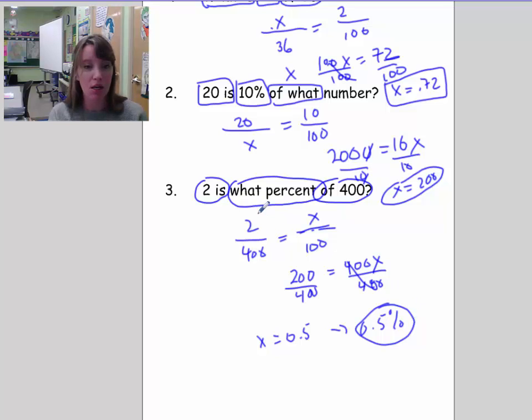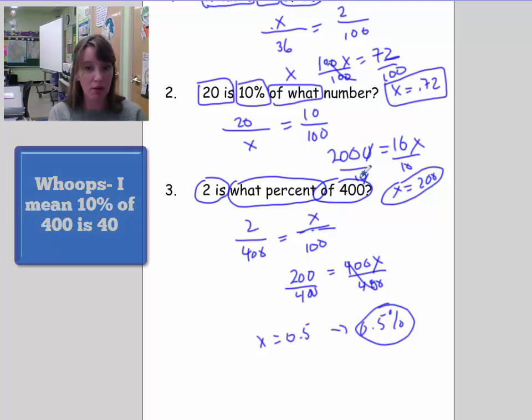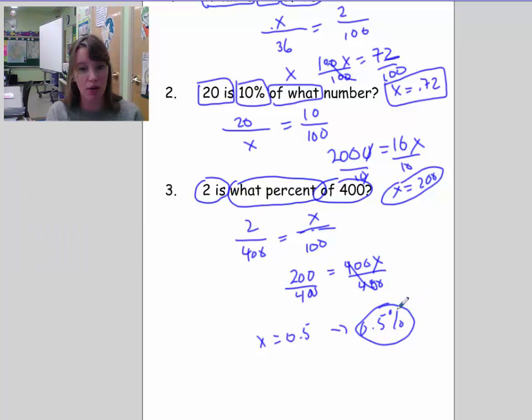That's what that means. So 2 is what percent of 400? That makes sense because 10% of 100 is 40. So 2 is much smaller than 40. So it makes sense that it's not even a whole percent out of 4. That 2 is not even a whole percent of 400. So 2 is 1/2 of 1% of 400.